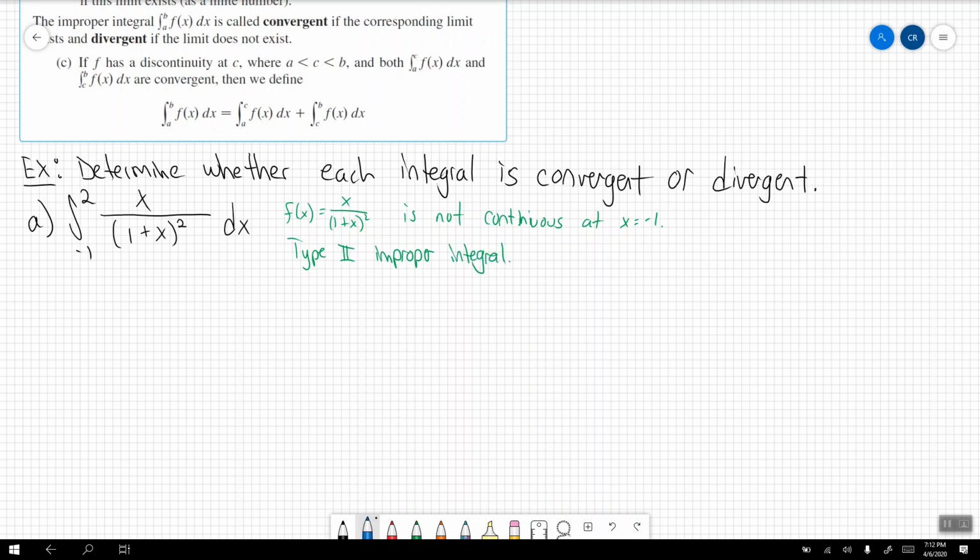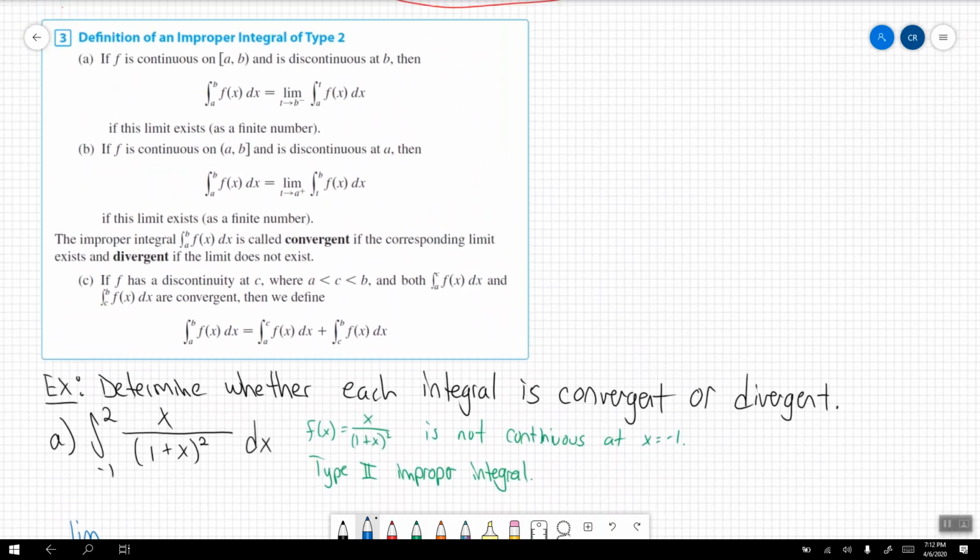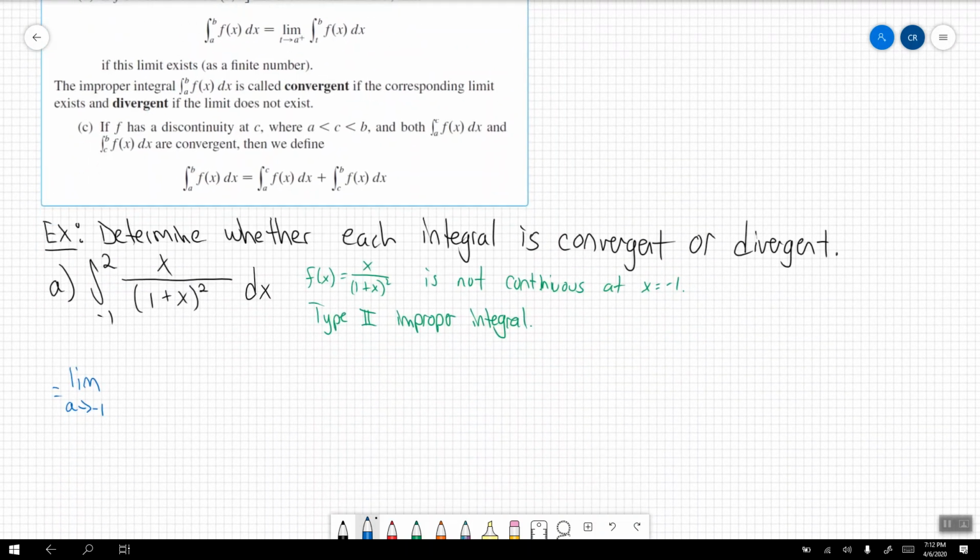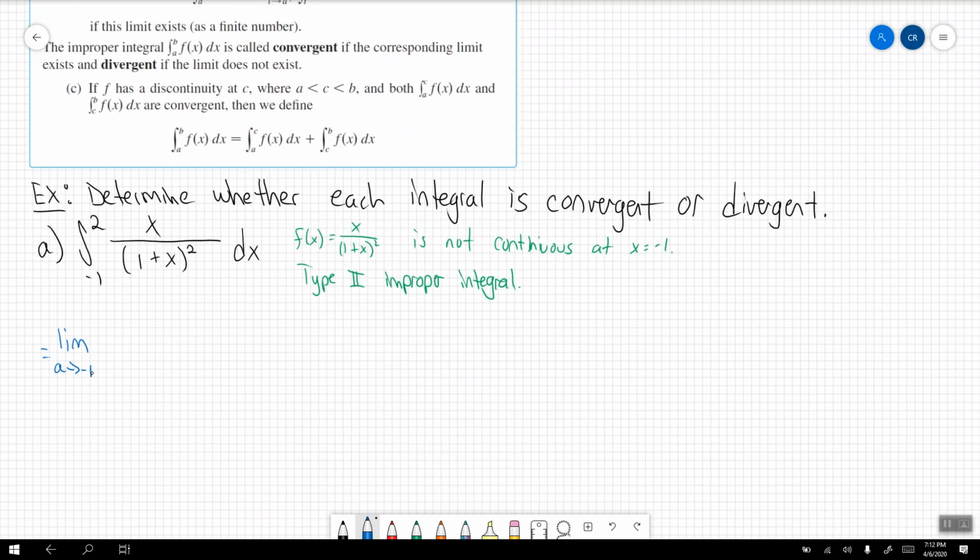So let's go through and evaluate this then. Or let's actually develop the process for it. We're going to do the limit as, let's choose a different variable. We can choose A, B, C, whatever we want. Last time I chose T and B, let's go with A. So A is going to approach -1, and we're going to be very careful here because our interval is only approaching it from one side. This interval is from -1 to 2, which means we're going to approach -1 from the right-hand side. Now that we have this, that's going to be for the integral going from A up to 2, of x divided by 1 plus x squared dx.